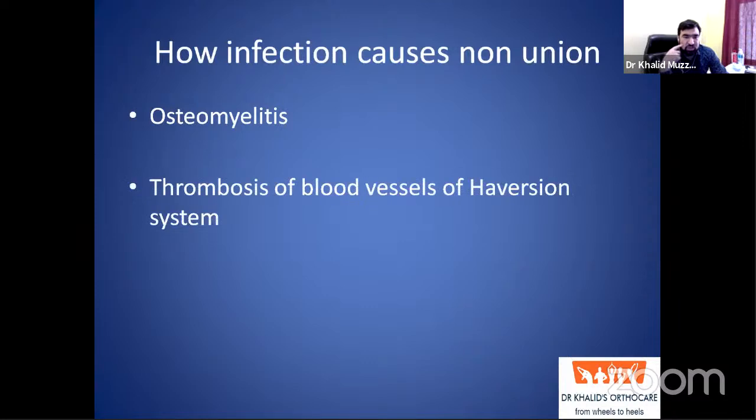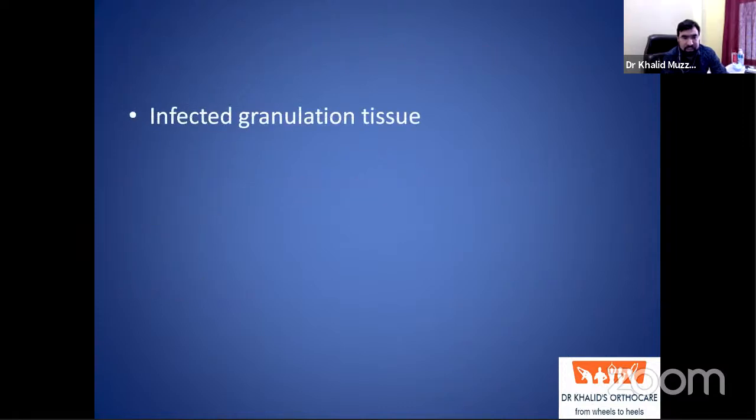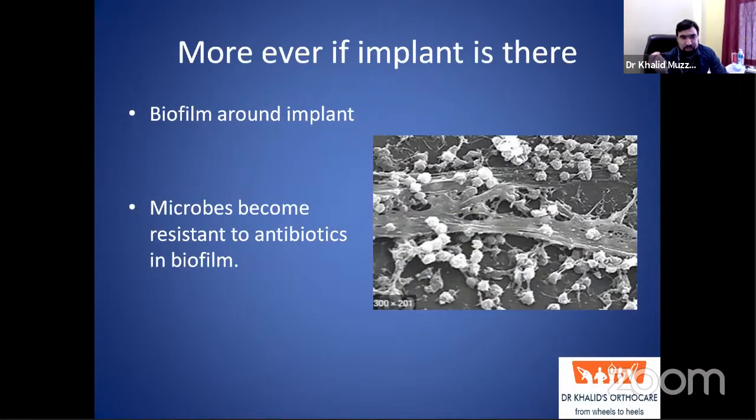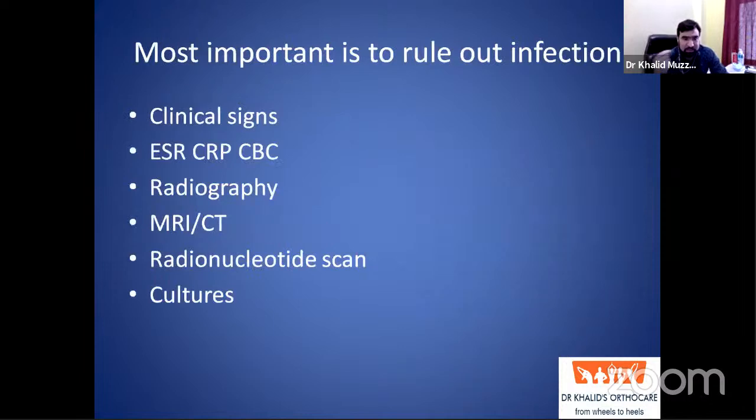Osteomyelitis leads to thrombosis of blood vessels of the Haversian system, which leads to dead bone formation. There is also infected granulation tissue, which can eat up and cause osteolysis and lead to gap non-unions. Moreover, if an implant is there, biofilm will form around the implant and then microbes will become resistant to antibiotics.